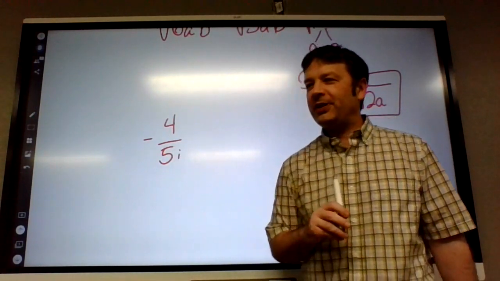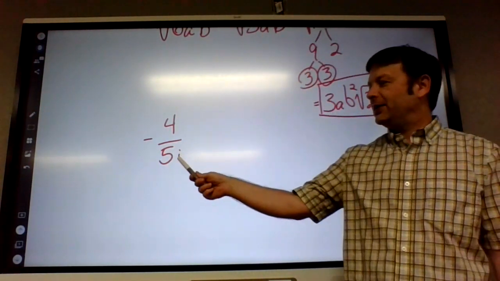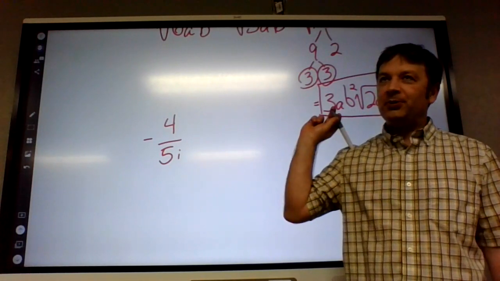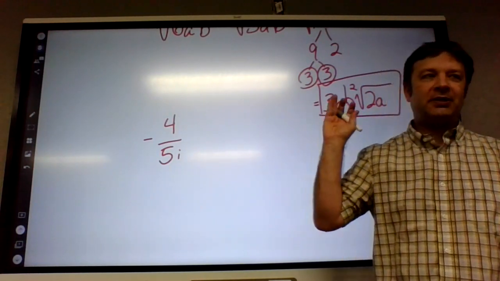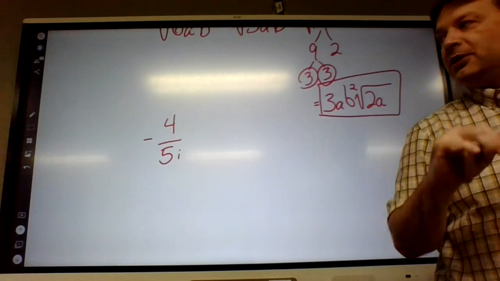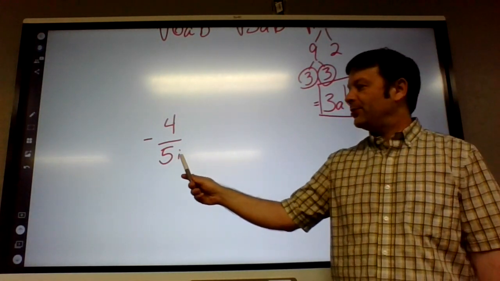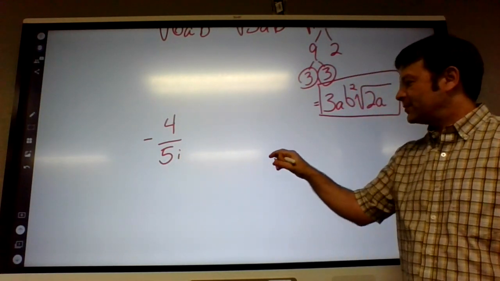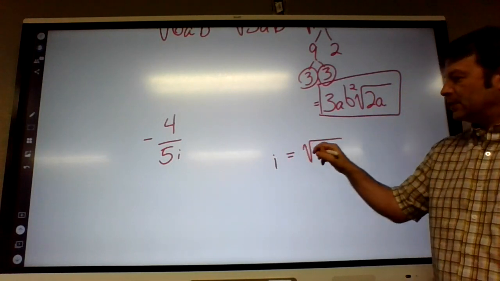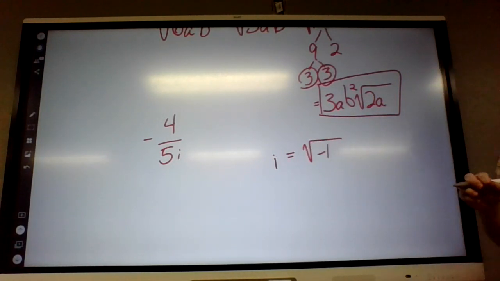So some of your calculators can do i. They are in complex mode. Some of them cannot. There is no complex mode. But remember, you can't leave a square root or an i. Do you guys remember what i stands for? It's the square root of -1.